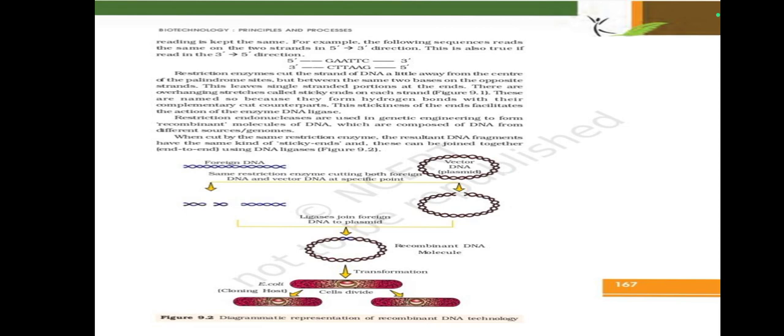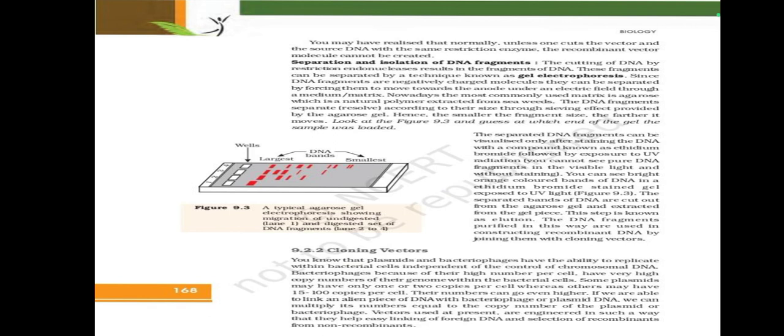Figure 9.2. You may have realized that normally, unless one cuts the vector and the source DNA with the same restriction enzyme, the recombinant vector molecule cannot be created. Separation and isolation of DNA fragments. The cutting of DNA by restriction endonucleases results in fragments of DNA. These fragments can be separated by a technique known as gel electrophoresis.